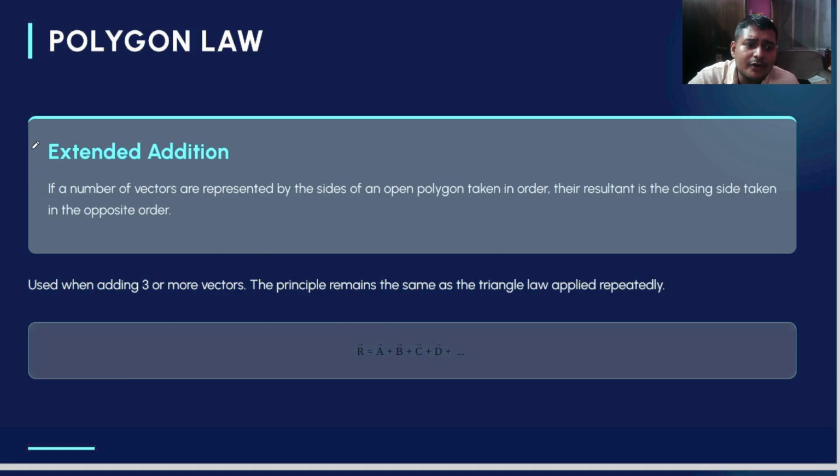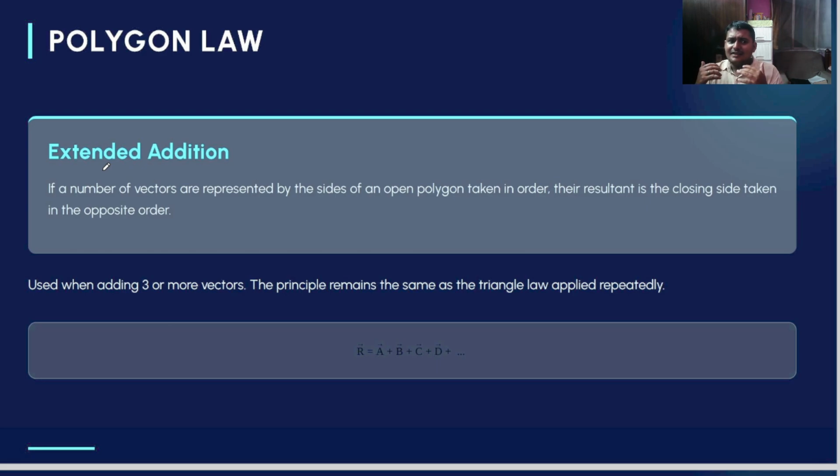Now, coming to the polygon law, if we have more than two vectors, meaning 3, 4, 5, 6, 7, and we have to add all the vectors, if the vectors are represented by the sides of the polygon taken in order, then the law stands the same, meaning the resultant is the closing side and in the opposite order. We have seen that in the triangle law also. Two vectors were taken as the sides of a triangle in the same order and the resultant is the closing side taken in the opposite order.